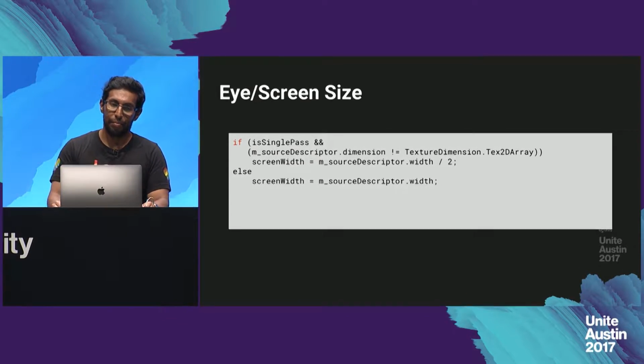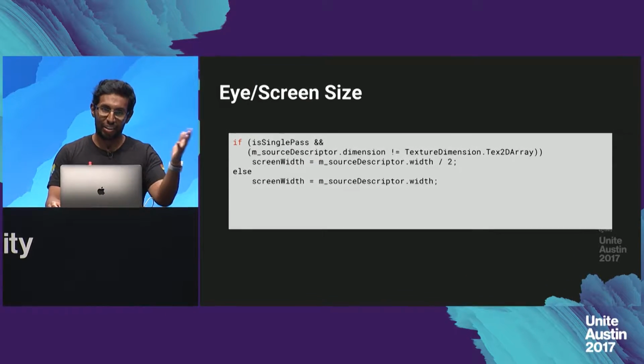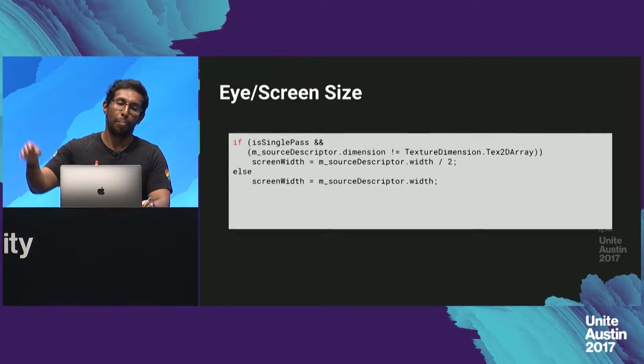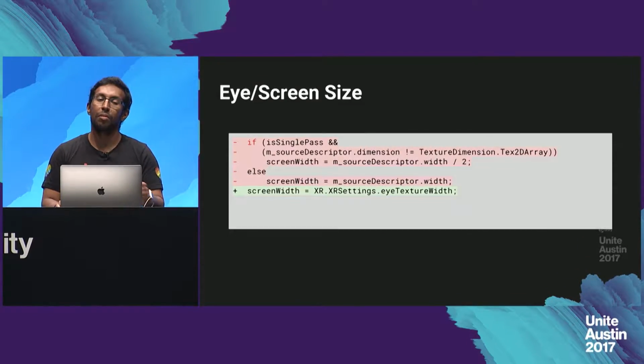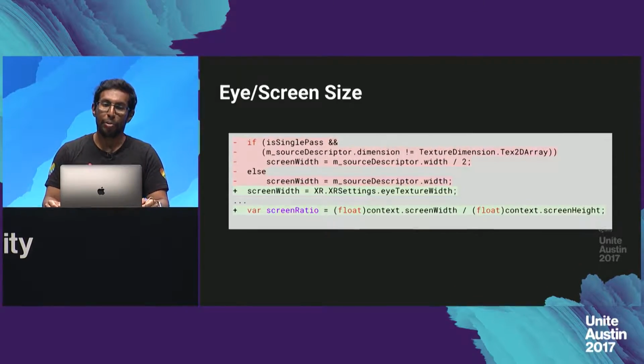Previously, I had this voodoo code to try and determine what width I really wanted for my screen width. On the top part of that branch, if I think it's double wide, I'll just divide the width by 2. Otherwise, I just use the width from the descriptor. But instead of all that, we can just source the screen width directly from iTextureWidth. And then we use it for something like a screen ratio. We need to pass aspect ratio into the shader, and all we have to do is use our screen width and screen height, and those values will be right.